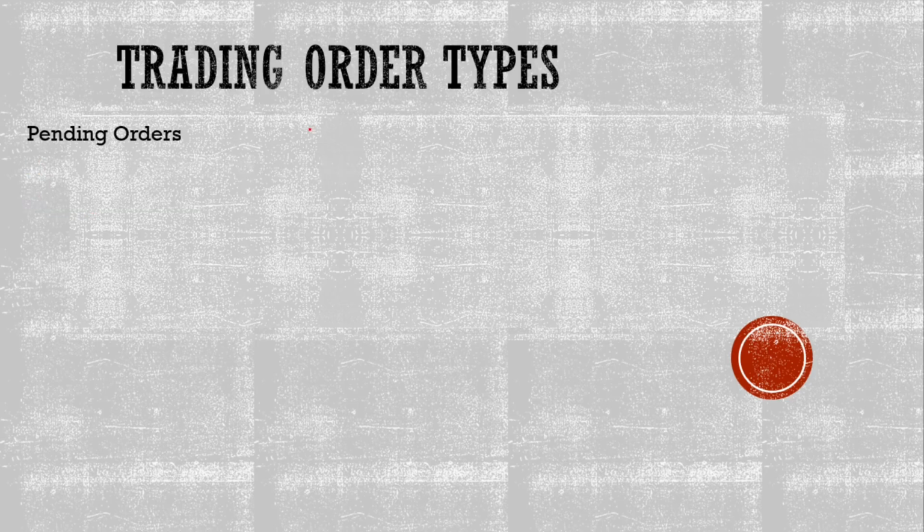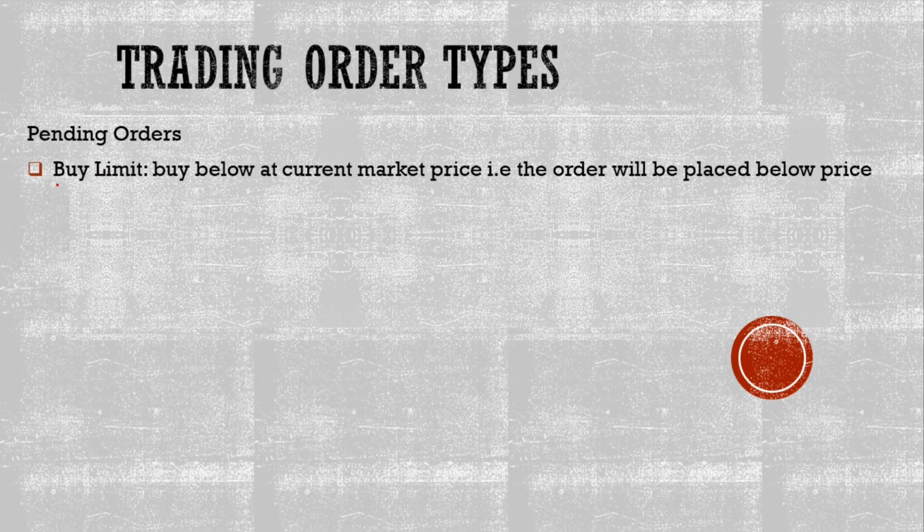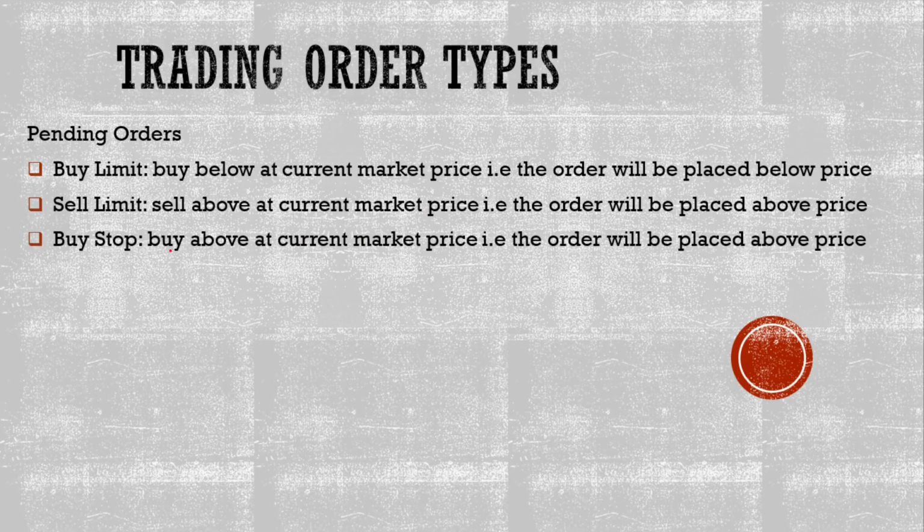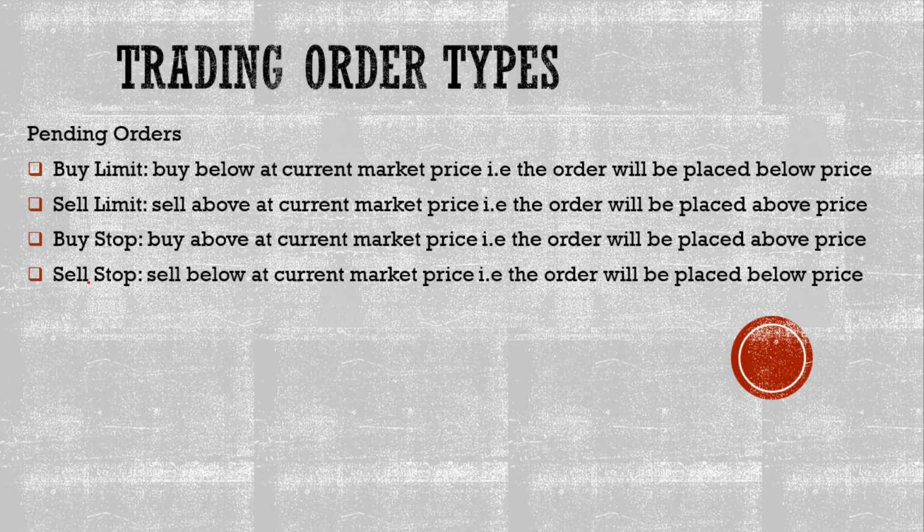All right, so let's talk about pending orders, and I will be talking about only four. The first one we have is the buy limit. This is when you buy below current market price. Then the sell limit is when you sell above current market price. Then the buy stop is when you buy above current market price. Then the sell stop, you sell below current market price.